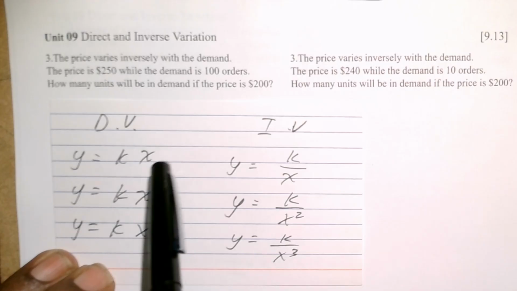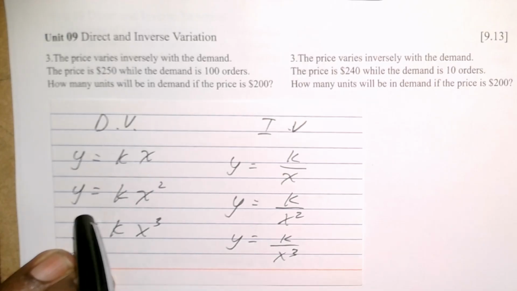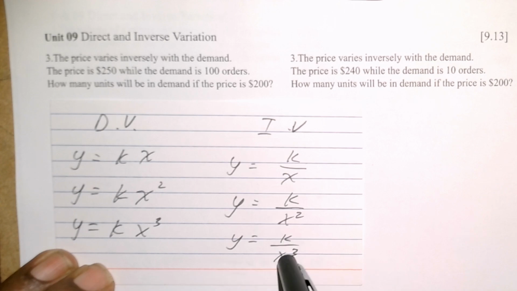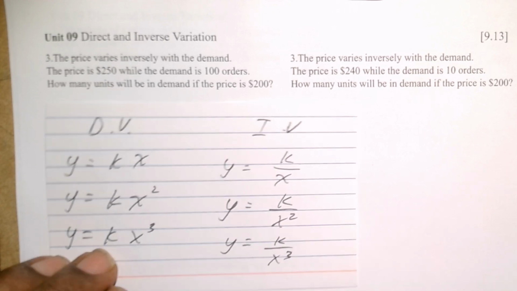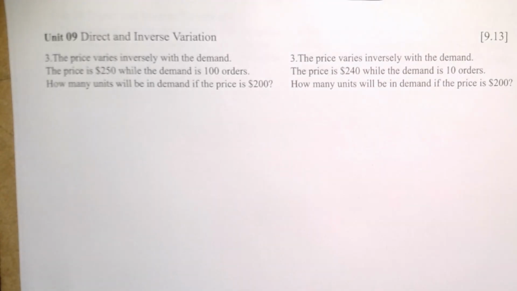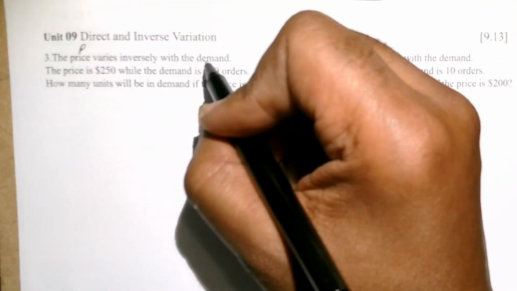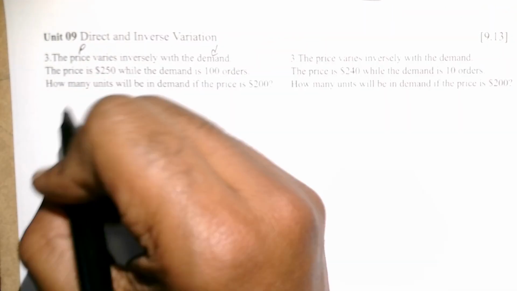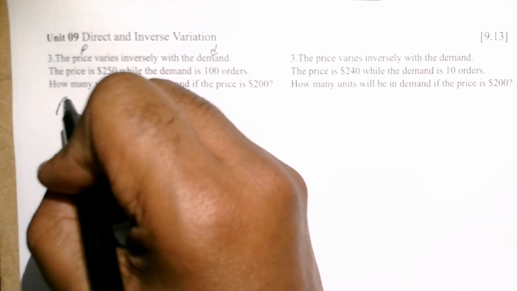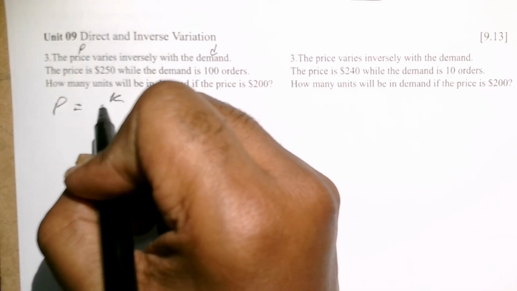So for direct, as x increases, y will increase. For inverse, as the x increases, y will decrease. So the price varies inversely with the demand. We'll use P for price, and for demand, we'll use D. Price varies inversely, so we'll say P equals K over D.